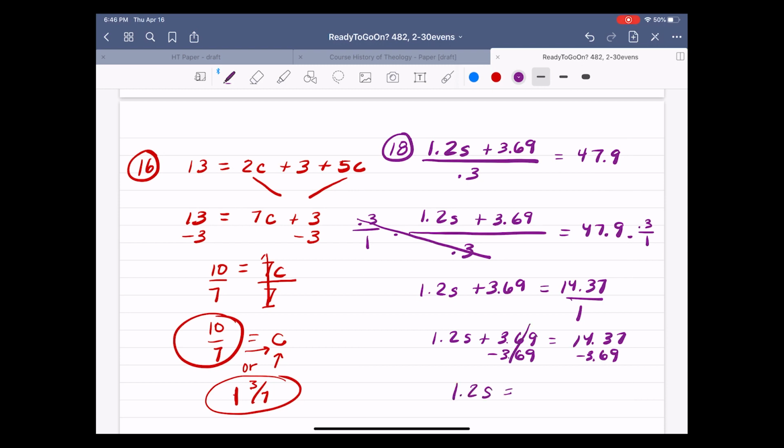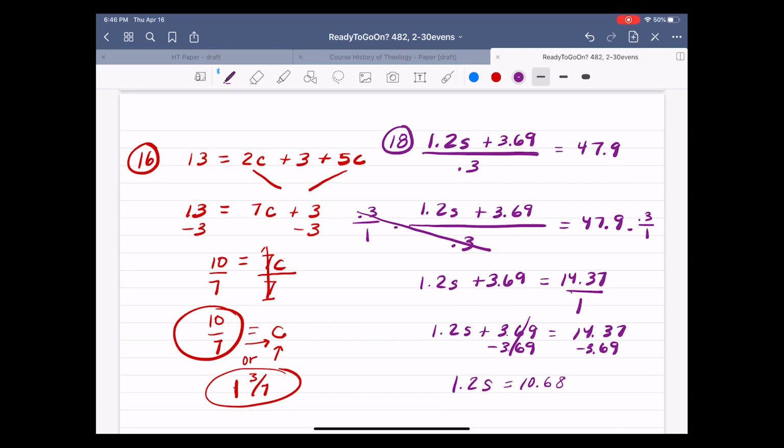1.2s equals 14.37 minus 3.69 equals 10.68. Now I want to solve for s. It's being multiplied by 1.2, so I'm going to divide the left and the right by 1.2. On your calculator, 10.68 divided by 1.2 equals 8.9. S equals 8.9.